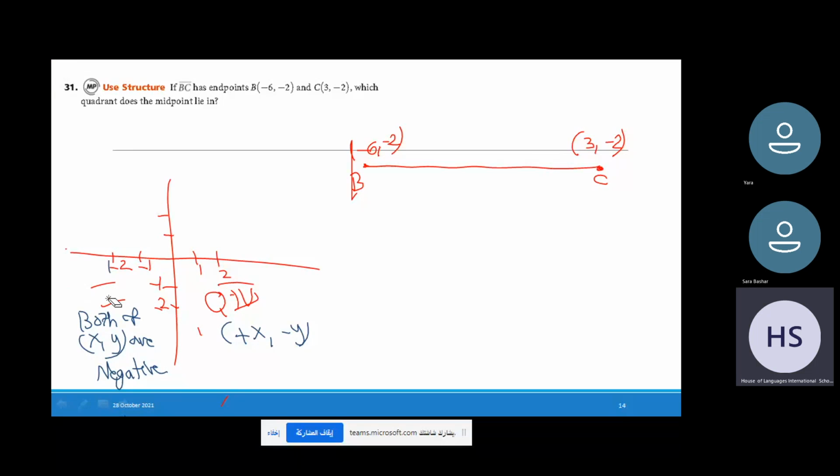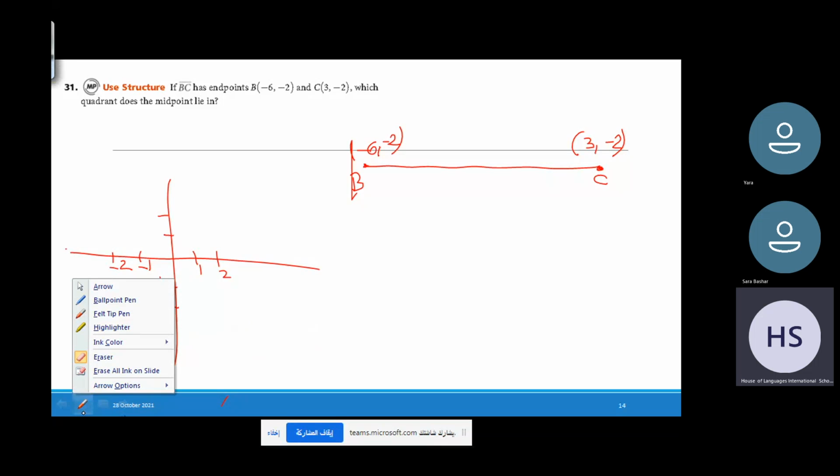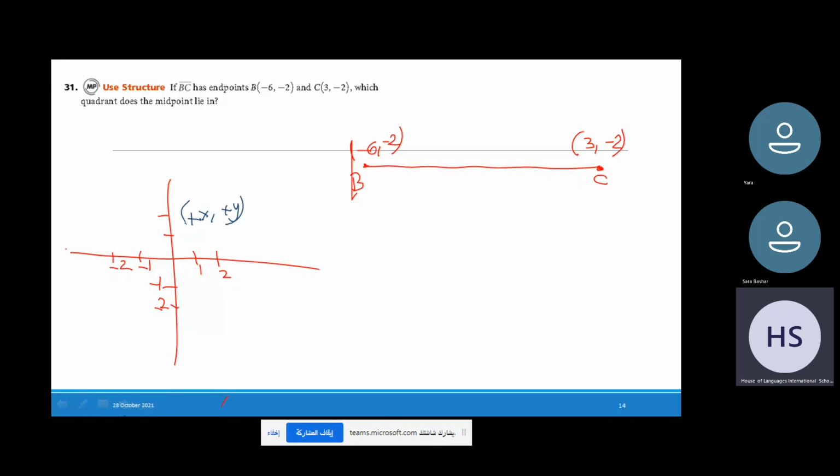You said here, put y after it. Then when you put x, you put positive x and negative y. Here, positive x, negative y. Here, positive x, positive y. Here, negative x, negative y. Here, negative x, positive y. And here, positive x, negative y. Now, let's go back to our question here.